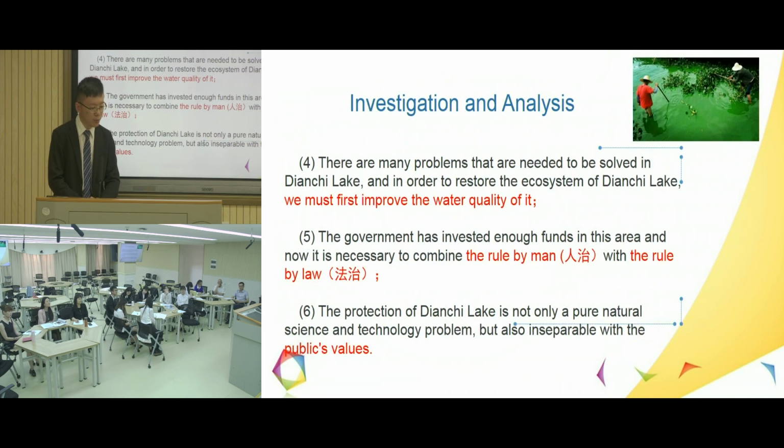4, there are many problems that need to be solved in Dianchi Lake. In order to restore the ecosystem of the lake, we must first improve its water quality. 5, the government has invested enough funds in this area, and now it's necessary to combine the rule by man and the rule by law. The problem of Dianchi Lake contamination is not only a nature, science, and technology problem. It's also inseparable from public values.